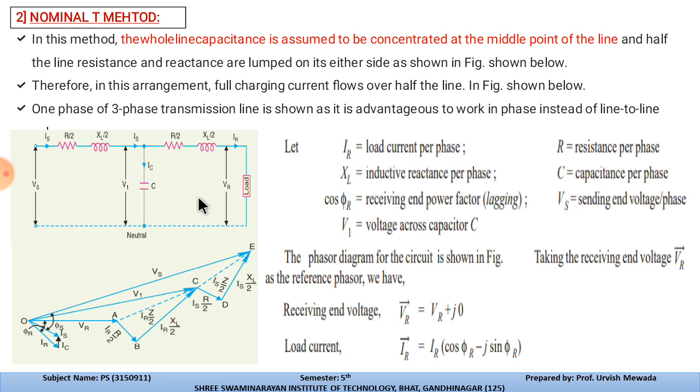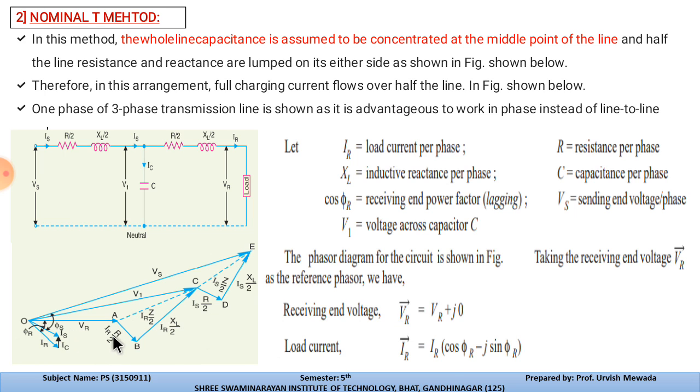Then C is the capacitance per phase. Vs is the sending end voltage per phase. The phasor diagram of the circuit is shown over here. Now the receiving end voltage, let us start with this analysis. Receiving end voltage Vr is taken as a reference.